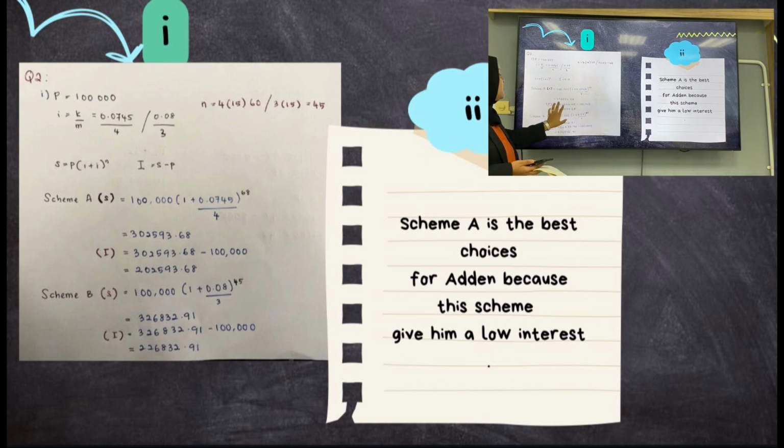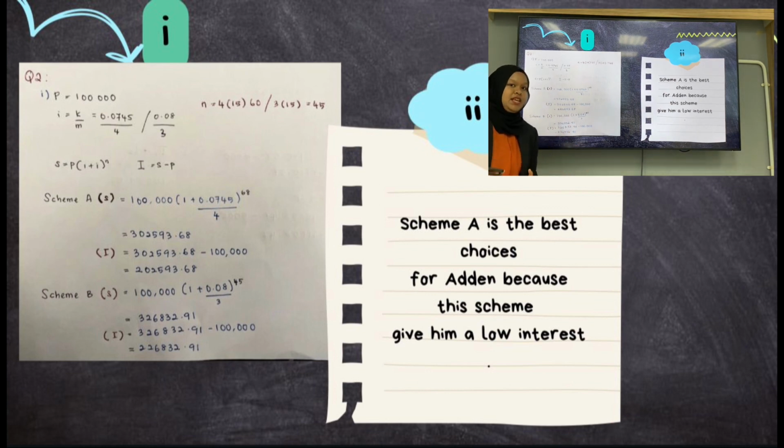Then we got the answer here is 302593.68. So after we got the future value, we also have to know the simple interest here, which is this is the formula. It is I equal to S minus P. So here we got 302593.68. We have to minus by 100,000. Then we get the answer here is 22593.68. So that is for scheme A.